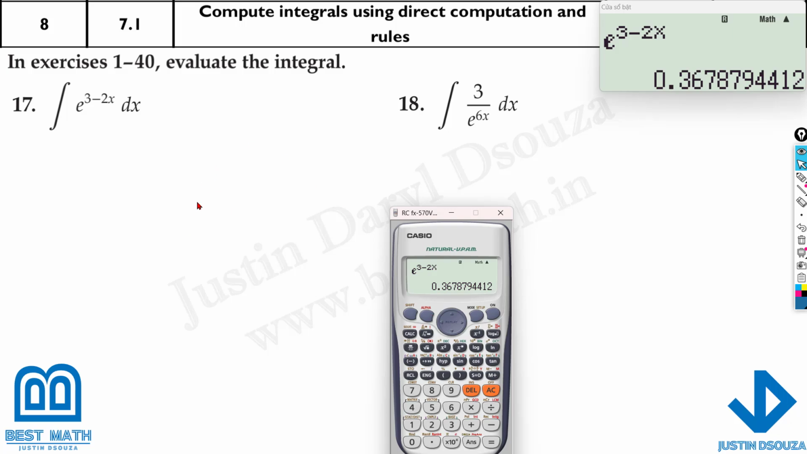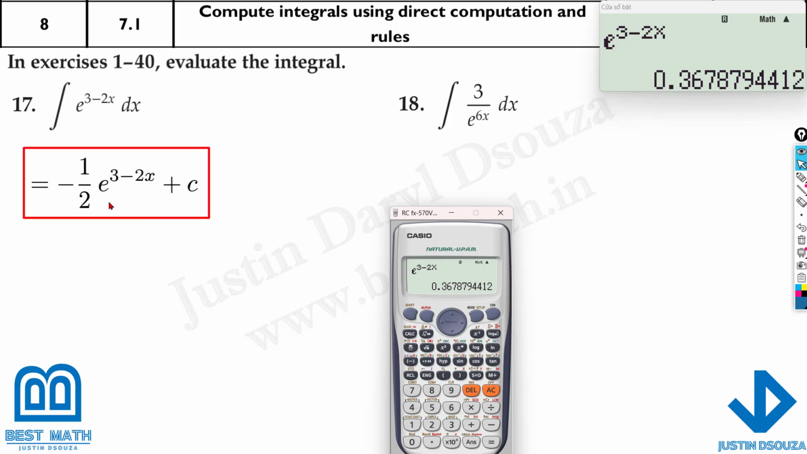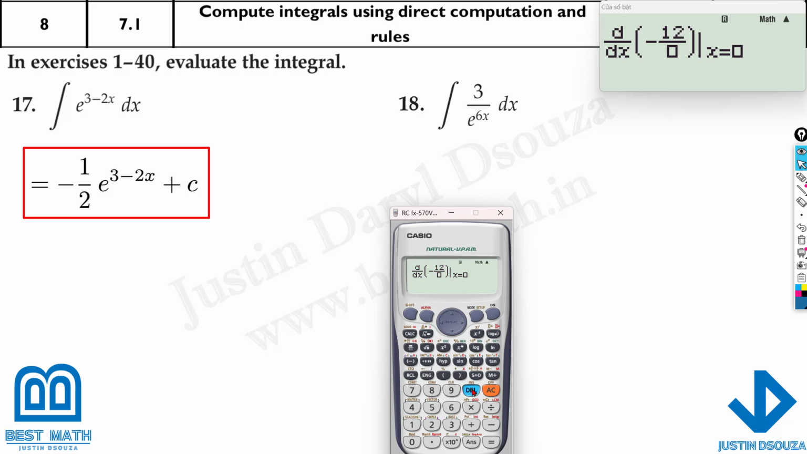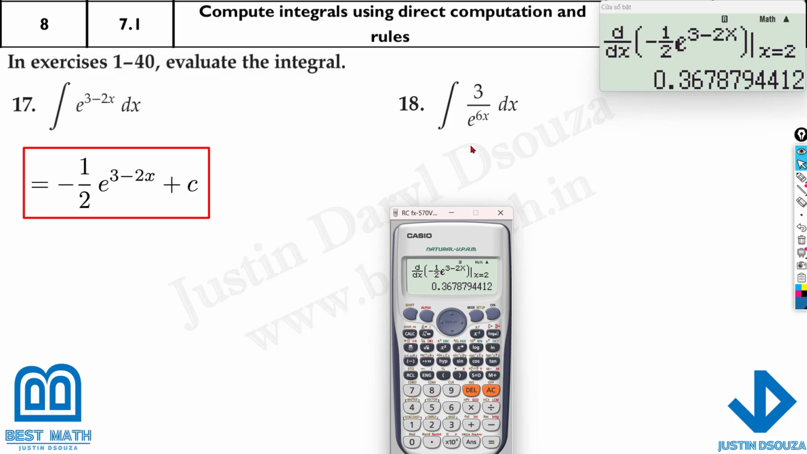Now let me look into the options. This is the correct answer, but anyways, shift dy by dx and negative half, that is 1 divided by 2, and then we write e to the power 3 minus 2x. That's it. What is the x value? 2. Is it 0.36? Yes, absolutely, it's correct.